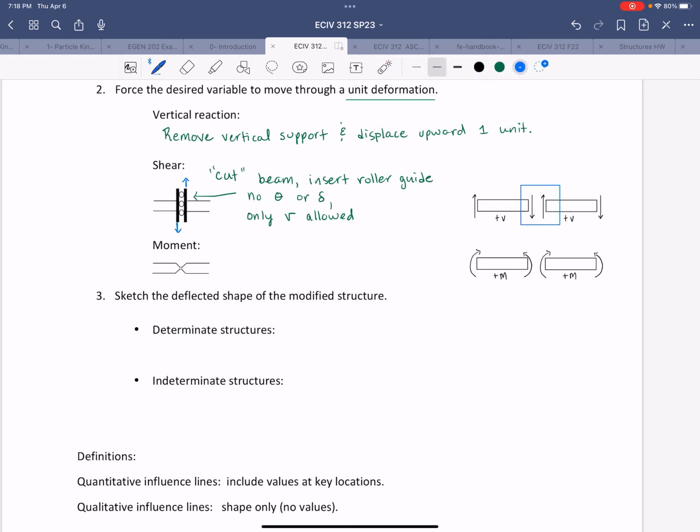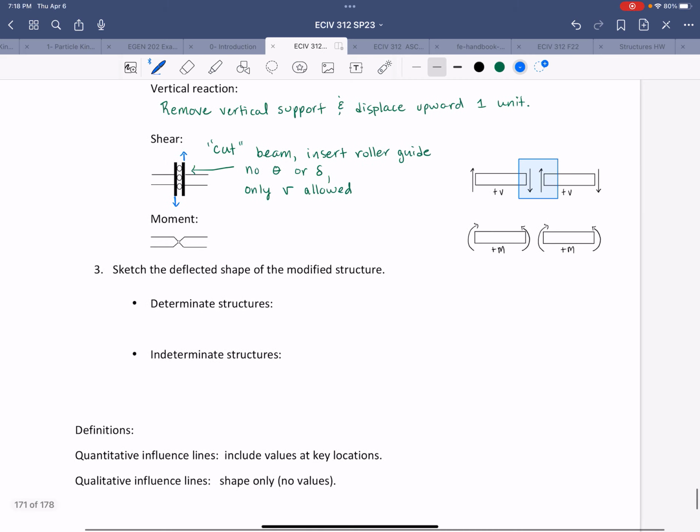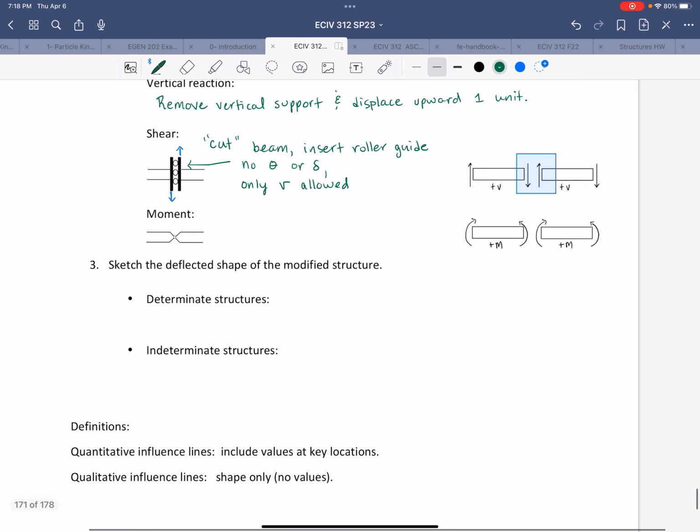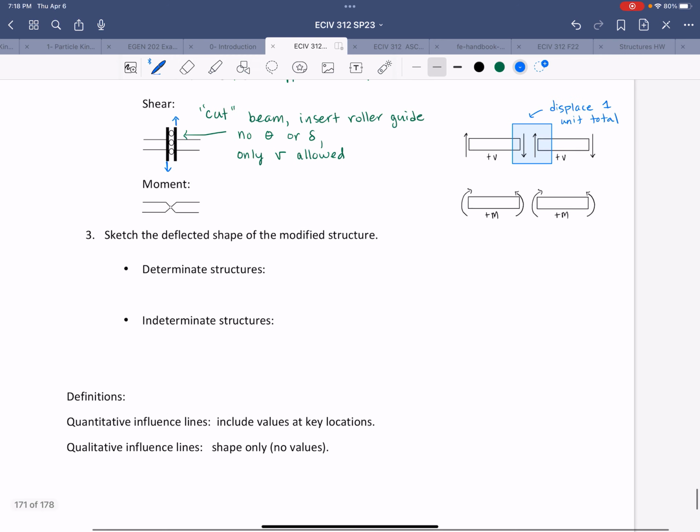This right here is what we're using. So we'll displace it by 1 unit total. All right, and we'll come back to that when we get to an example.